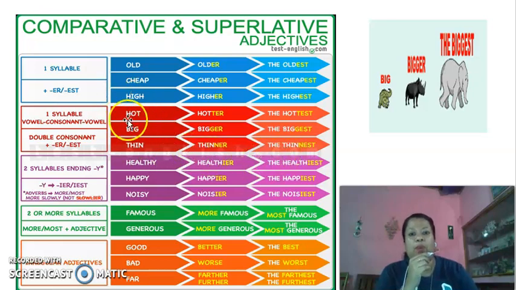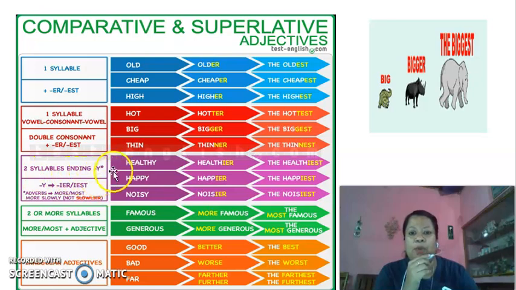Okay, so remember, one syllable means I can say the word in just one go. Okay, and you see if it is a consonant, vowel, consonant, then the last consonant doubles and you have to add ER and EST. Okay, now look at the two syllable ending in Y.